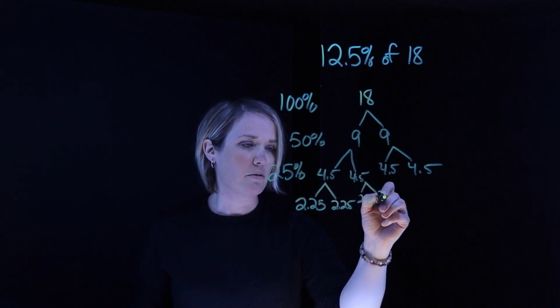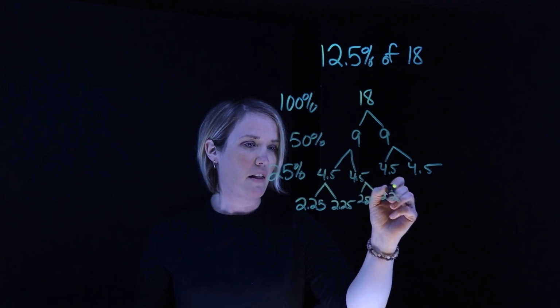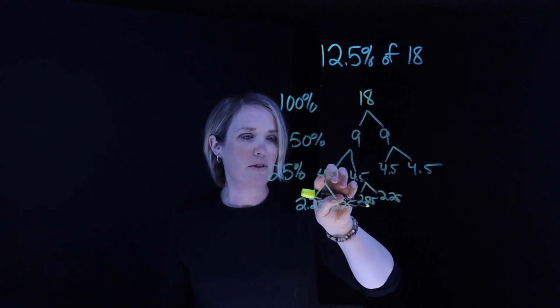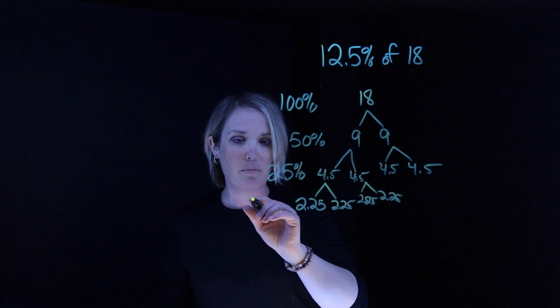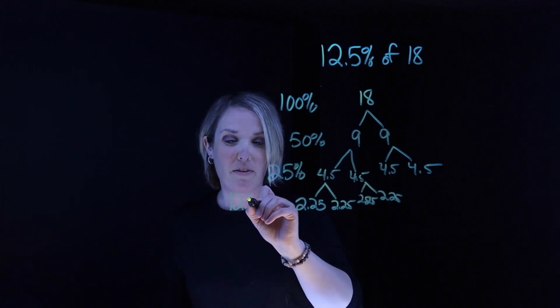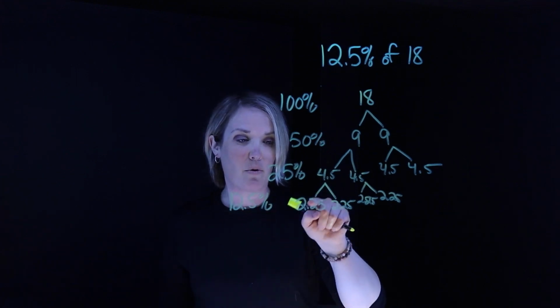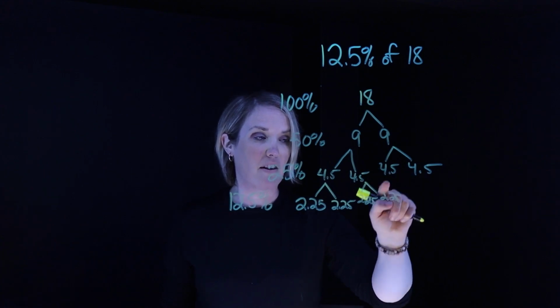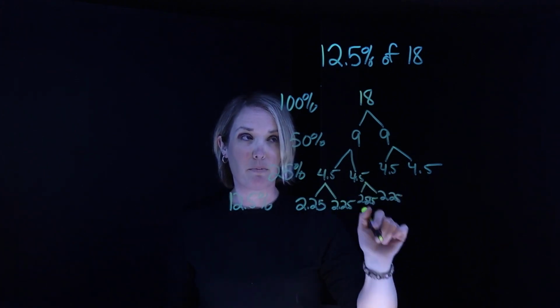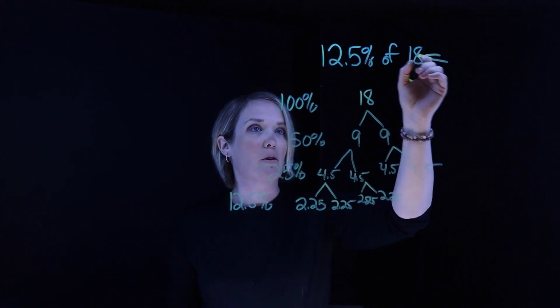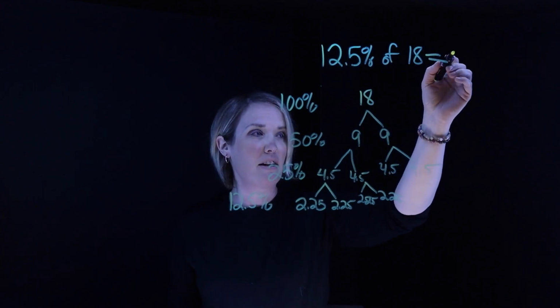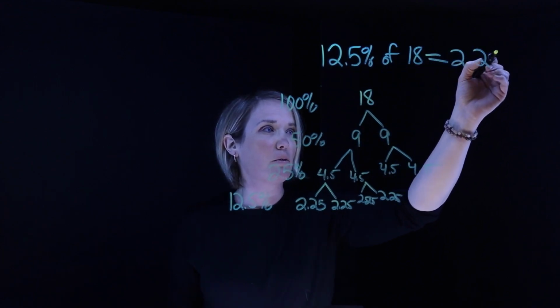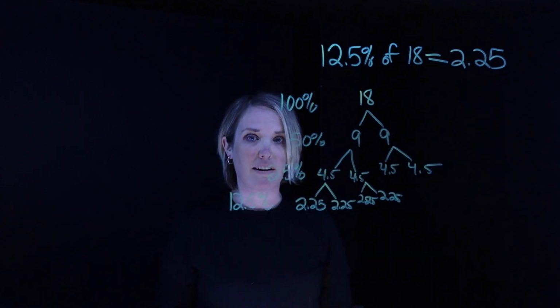Now, what you'll also notice is that this was 2 equal groups, this is 4 equal groups for 25%, and for 12.5%, this is 1, 2, 3, 4, and then another 4 coming from here, which would give them 8 equal groups. So 12.5% of 18 is 2.25. What a great idea.